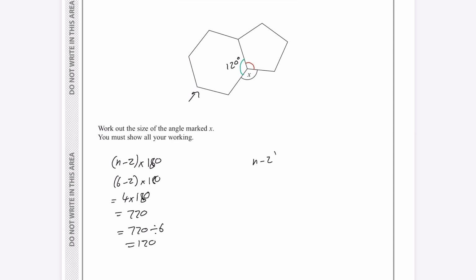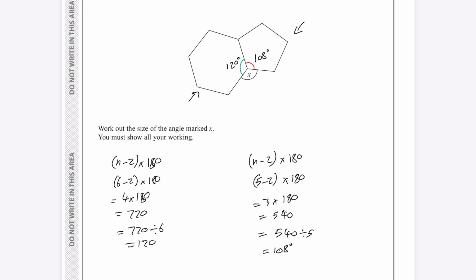So that's going to be n minus 2 times 180. This has 5 sides, so that's 5 minus 2 times 180. 5 minus 2 is 3, so 3 times 180, which is 540. And now we're going to divide that by the number of sides, so 540 divided by 5 gives us 108. So this is going to be 108.